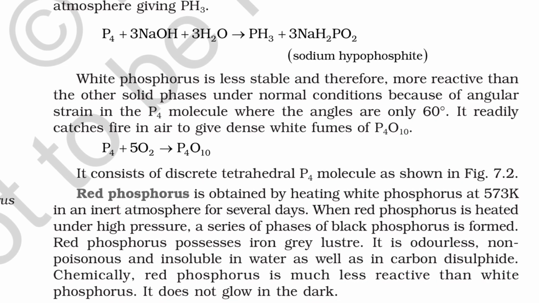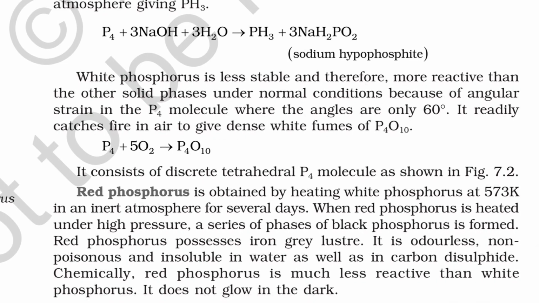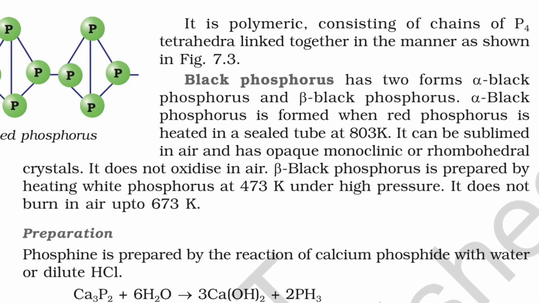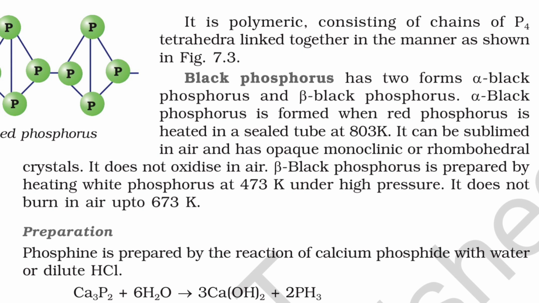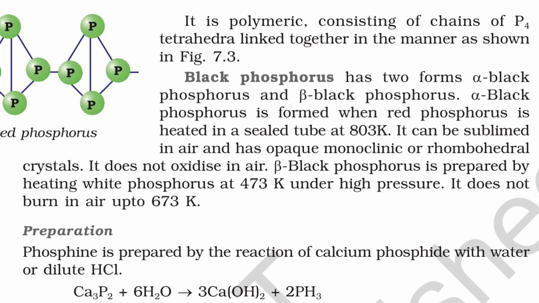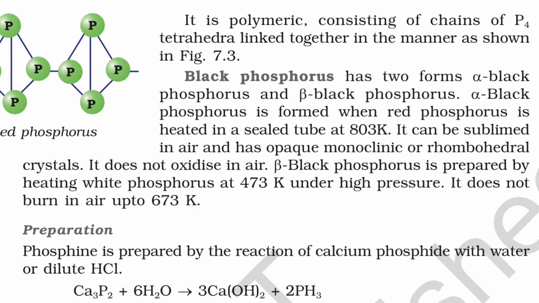Chemically, red phosphorus is much less reactive than white phosphorus. It does not glow in the dark. It is polymeric, consisting of P4 tetrahedra linked together in the manner shown in figure 7.3. Same figure, only links are there, extra links.